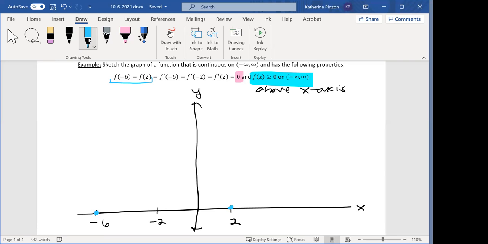What do these next three things say? f prime of -6, f prime of -2, and f prime of 2. The slope is 0. So those are critical points, right? They might be maximums, they might be minimums, or they might be flat points. So these three are going to be critical points.